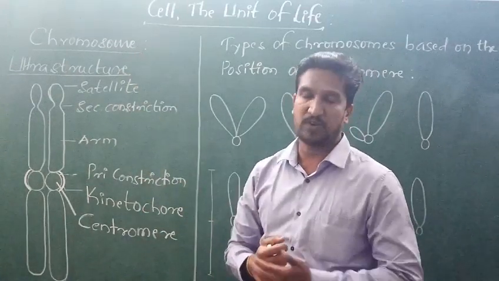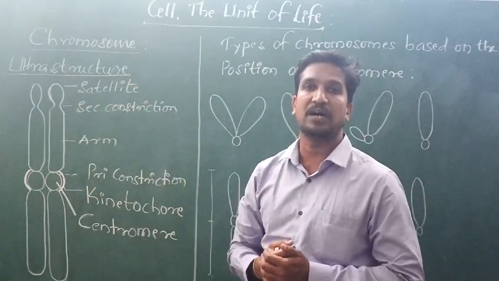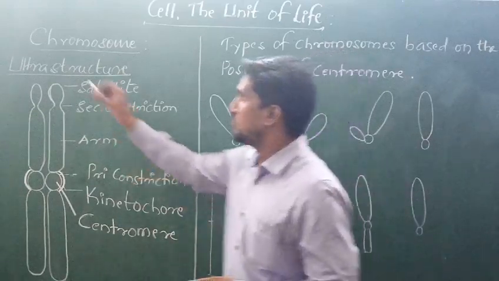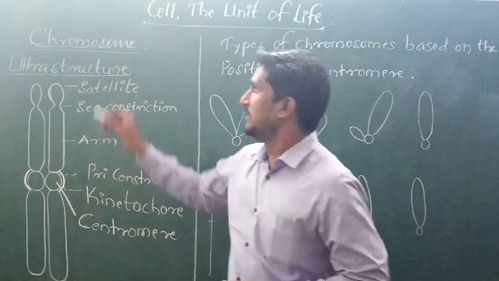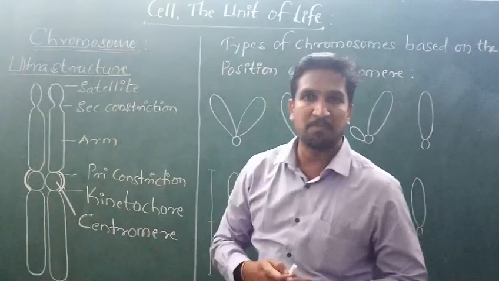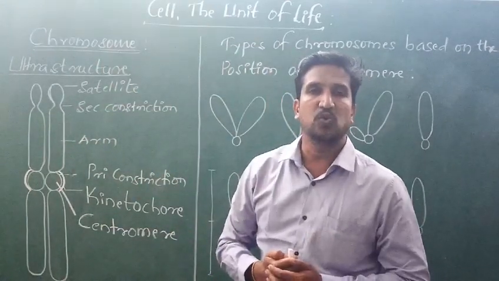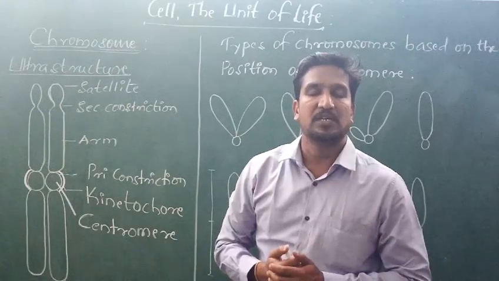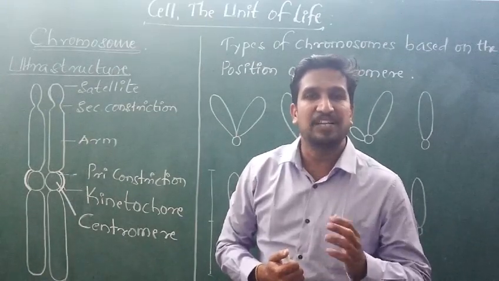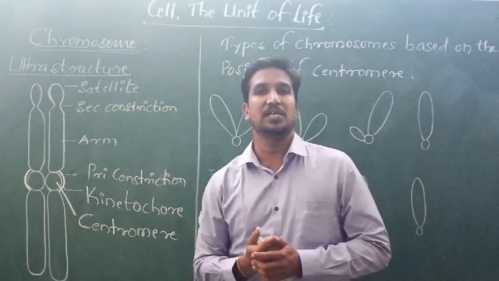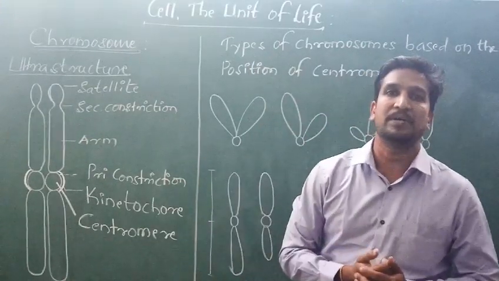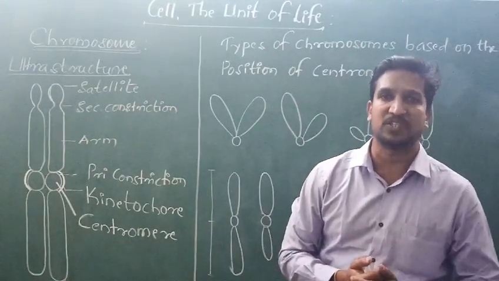So let us first go for the meaning of chromosome. Chroma is nothing but color. Soma is nothing but body. So it is a Greek word said to be a colored body. And these chromosomes are different in numbers in different organisms.